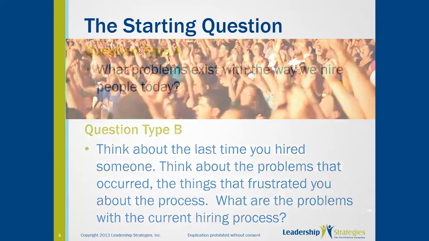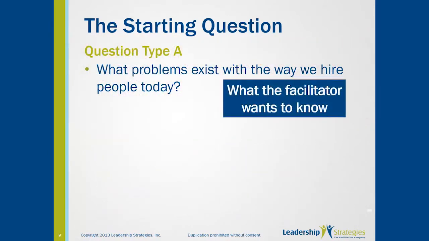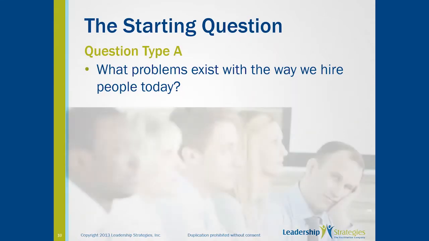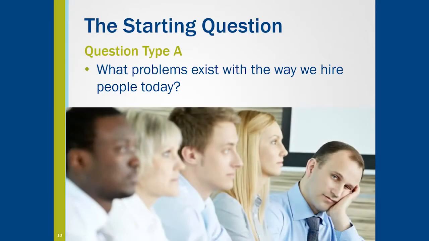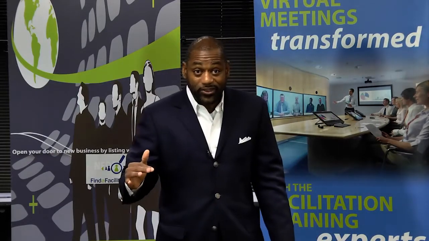But if you ask it the Type A way, which we call what the facilitator wants to know, what problems exist with the way we hire people today, what you're going to get is silence. Why? Because people have to think about their answers. What are they trying to do? They're trying to create the image you didn't create for them. And that means silence. So we know that if you can ask a Type B question, it's better.